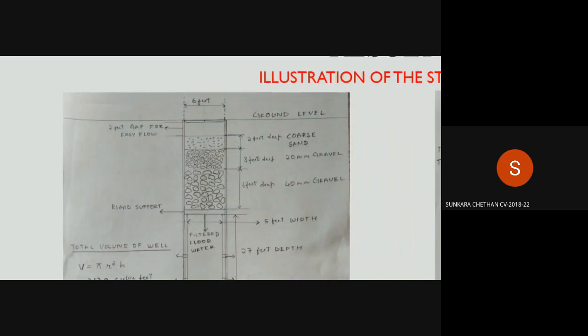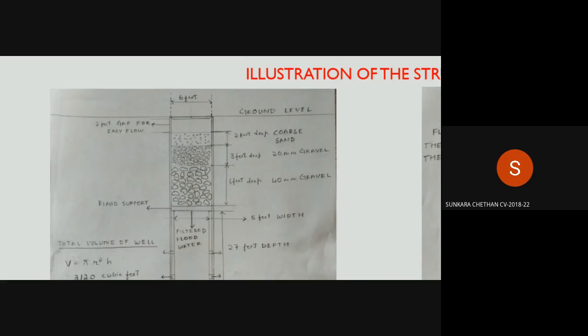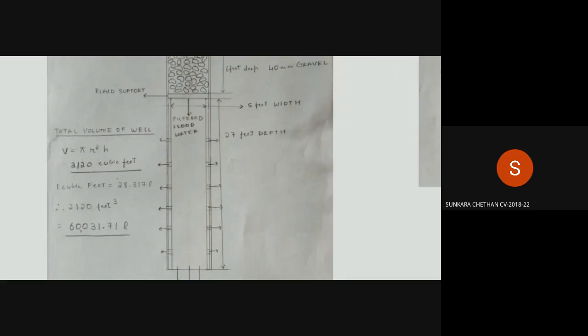This water then enters this catchment area, which is approximately 30 feet deep. This houses pipes and holes through which the water percolates into the deep soil and joins the groundwater reservoir. This is the top view of the well, which is approximately 6 feet in diameter.